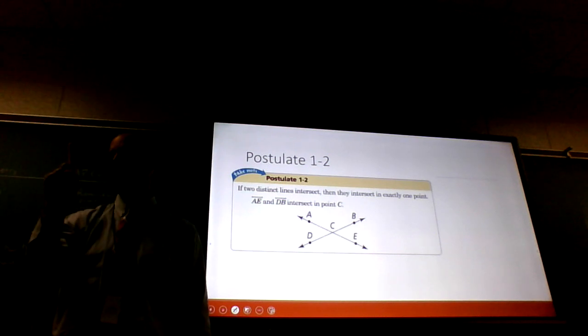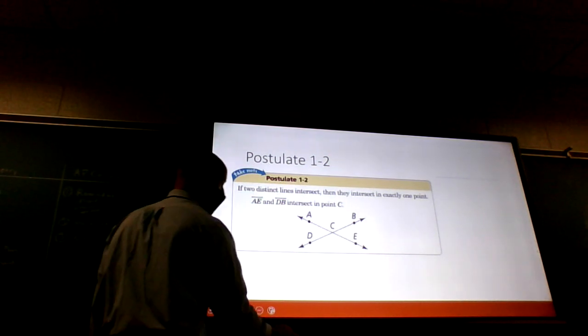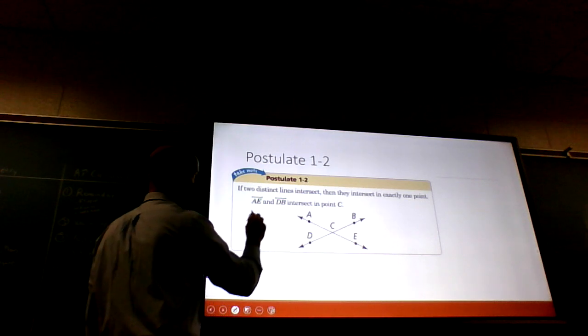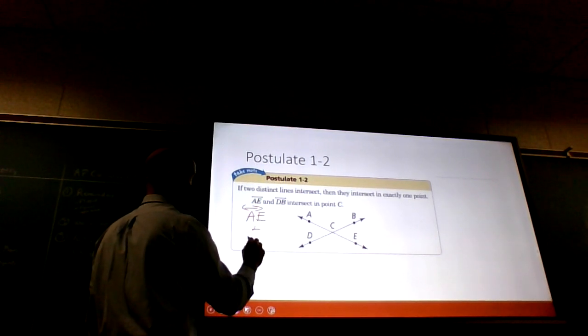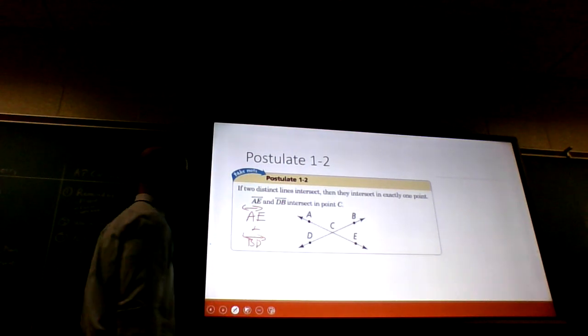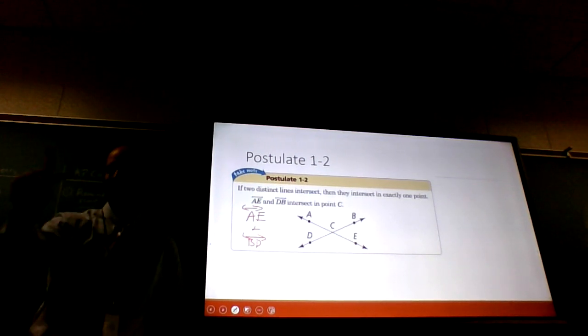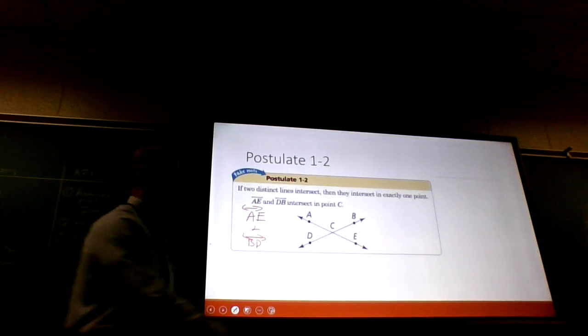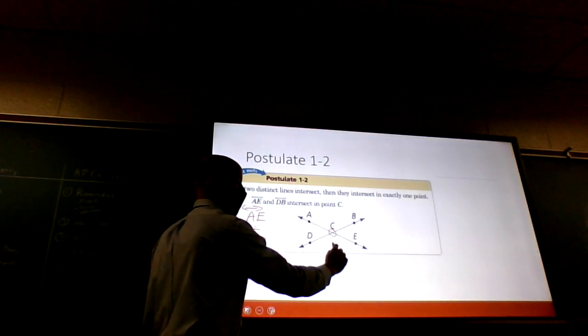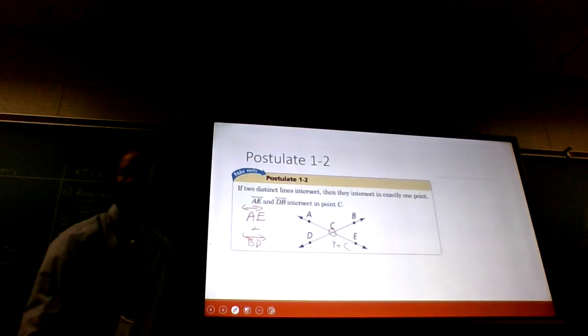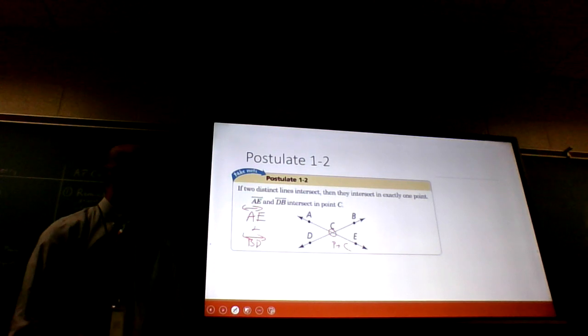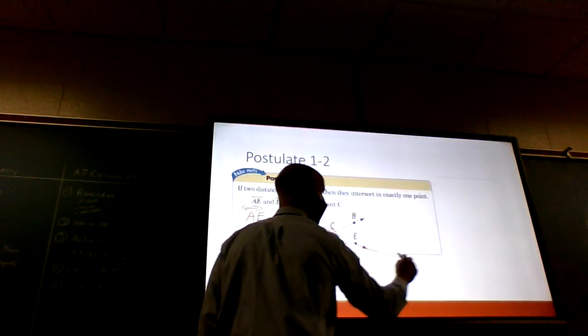1 point. If you have 2 lines, so here's line AE, you see line AE? And then let's say you have another line, BD, or DB, it doesn't matter. Guess how many places they can intersect? Only one place. In this case, they intersect where? At point C. That's the only place they can intersect. They cannot do this. This is not possible.